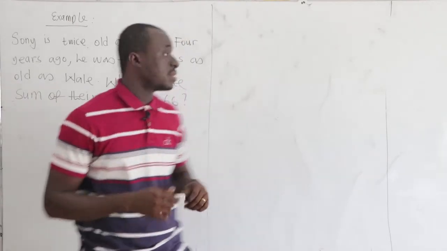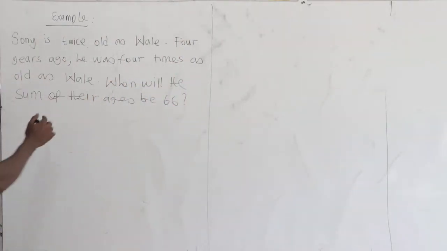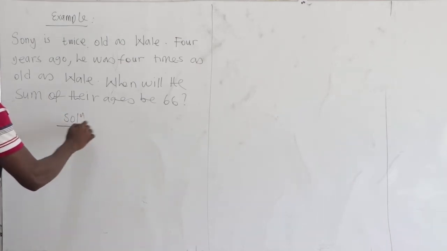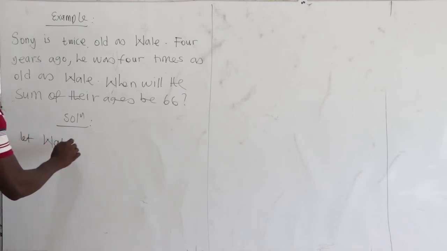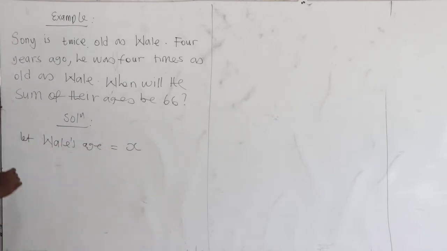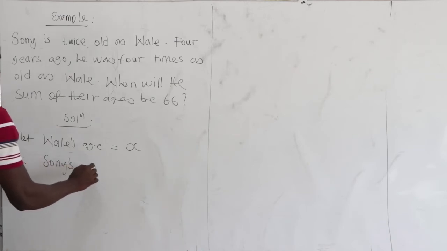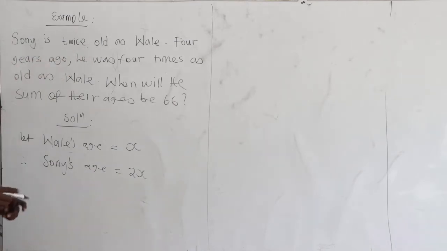Now let's consider this example. Sonny is twice as old as Wally. Now, do you know Wally's age? No. So you can see that Sonny's age is dependent on Wally. If you know Wally's age, you'll be able to know Sonny's age. So you can say that let Wally's age be x. Therefore, Sonny's age is 2x. Why? Sonny is twice as old as Wally.